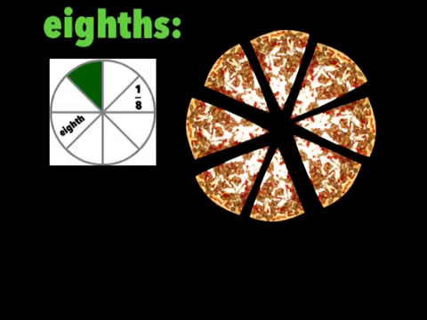Well, as it happens, there are 1, 2, 3, 4, 5, 6, 7, 8 pieces in a pizza. So that means there are 8 equal parts, which means if we were going to eat 1/8 of the pizza, we would eat 1 slice, 1 of the 8 slices. If I ate the whole pizza, that would mean that I ate 8/8. The whole pizza. 8 equal parts makes the whole pizza.